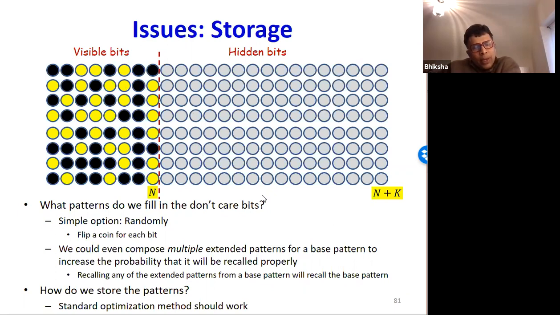Now the question really becomes: I'm trying to store this n-bit pattern. What is the pattern I put into these don't care bits before I design my network to store it? There are different solutions. You can just fill them randomly by flipping a coin. Or for each visible pattern that you're trying to store, you can create multiple extended patterns and store them all. Then you can just store the whole thing using a standard optimization framework.